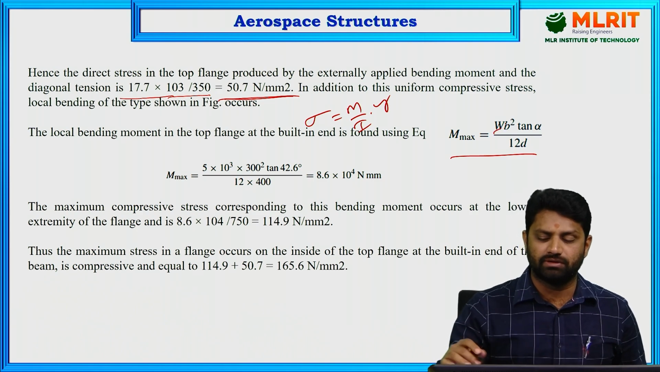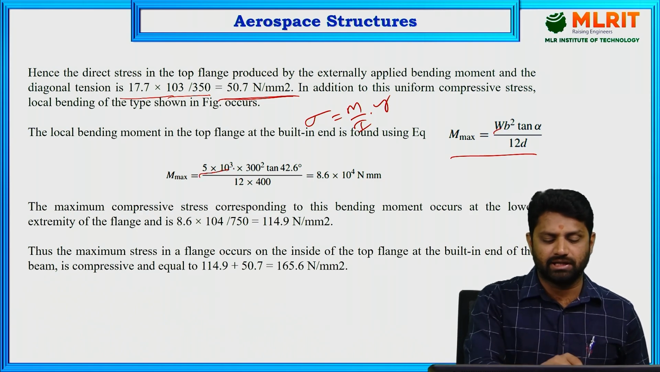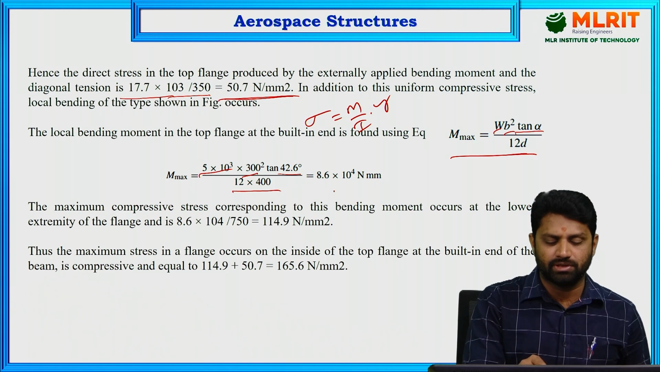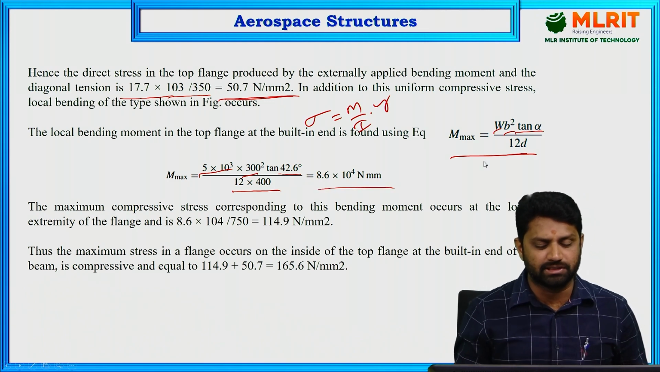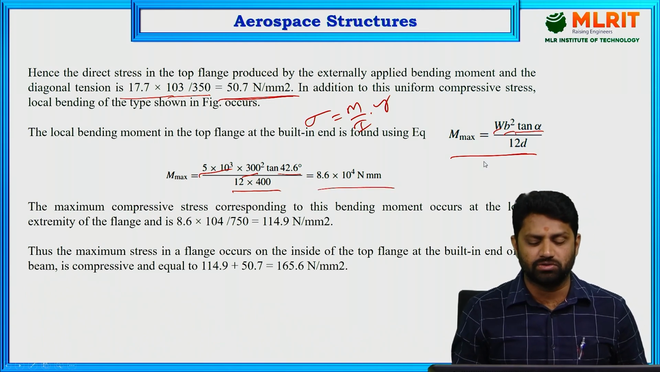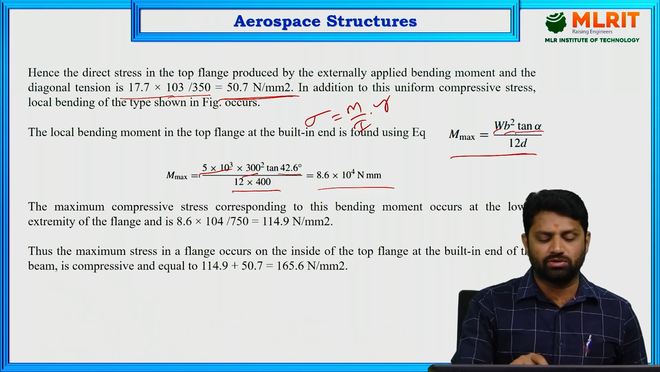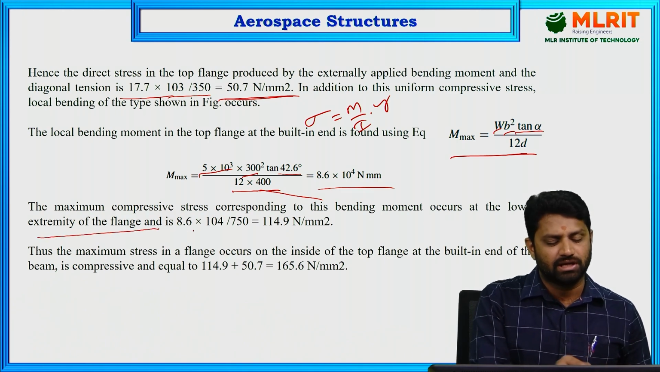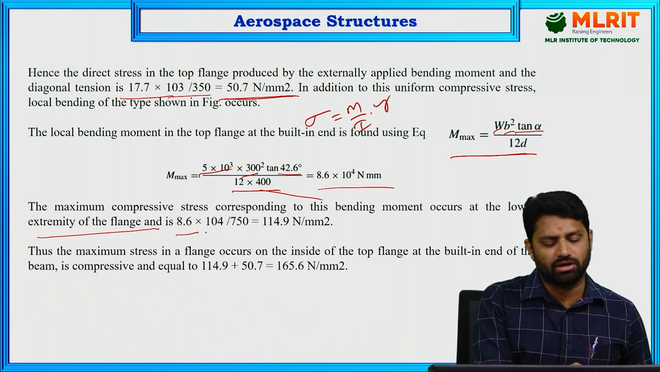We know that W is 5 kilonewton, 5 into 10 power 3, and the width is 300, so 300 square into tan alpha, which is about 42.6 degrees, divided by 12D, that is 12 into 400 mm. So you're going to get the maximum bending moment equal to 8.6 into 10 to the power of 4 Newton mm. The maximum compressive stress corresponding to this bending moment occurs at the lower extremity of the flange.